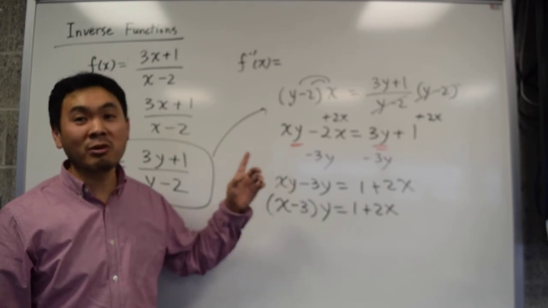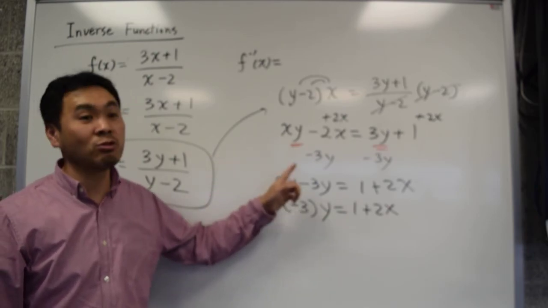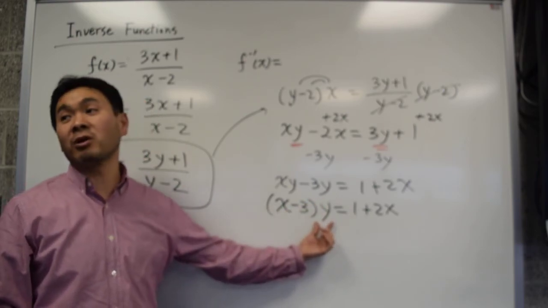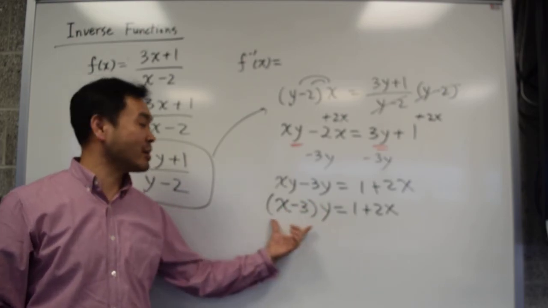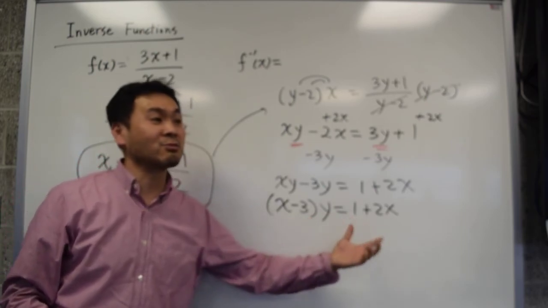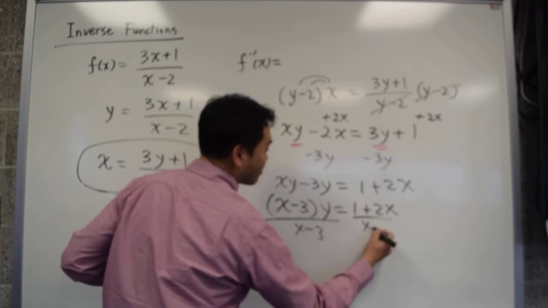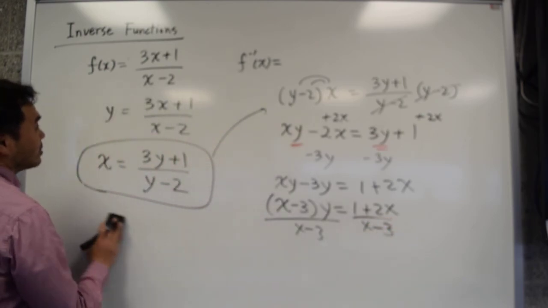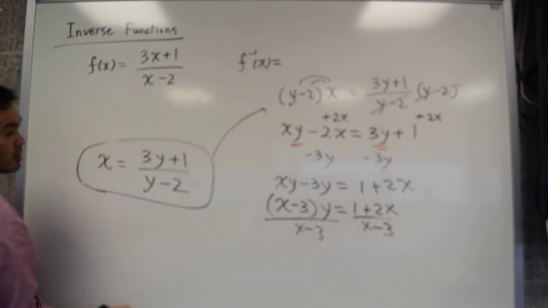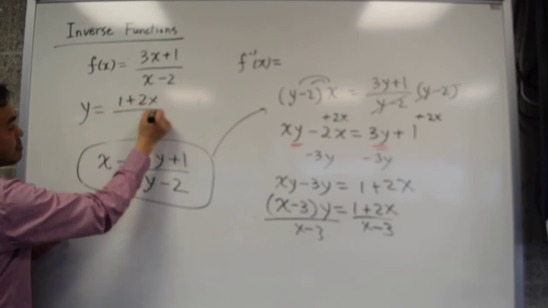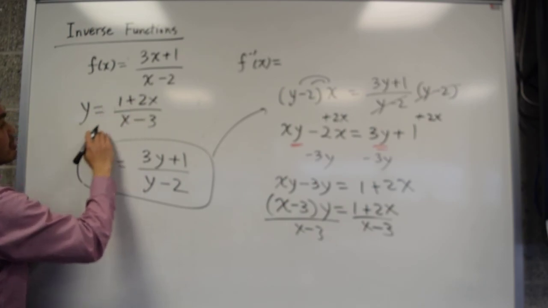Look what we did. We had so much trouble so far because we had two y's, right? But the moment you factor the y out, now you only have one y. And that means I can just divide the entire thing by x minus 3 and you're done. You divide everything by x minus 3, and then the final result is that you get y as 1 plus 2x divided by x minus 3. And that's your answer.